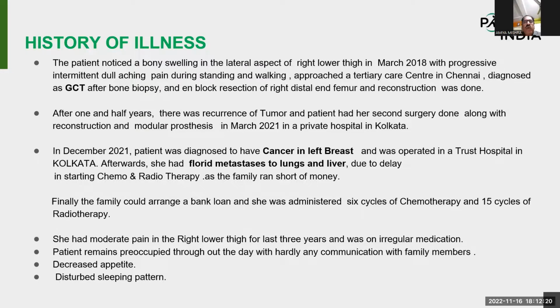In December 2021, the patient was diagnosed to have cancer in the left breast and was operated in a trust hospital in Calcutta. Afterwards, she had florid metastasis to the lungs and liver due to delay in starting chemotherapy and radiotherapy as the family ran short of money. Finally, the family could arrange a bank loan and she was given 6 cycles of chemotherapy and 15 cycles of radiotherapy. She had moderate pain in the right lower thigh for the last 3 years and was on irregular analgesics.